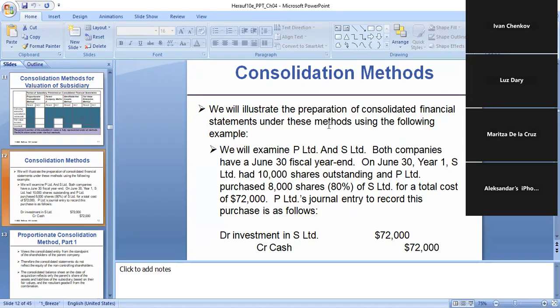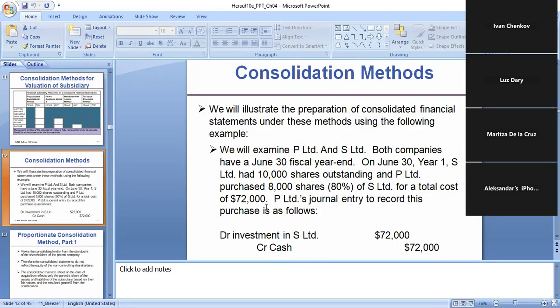Now, we will illustrate the preparation of the consolidated financial statements under this method using the following example. We will examine PNC, the one that we have on the previous slides. Both companies have a June 30th fiscal year. On June 30th, year one, subsidiary S had 10,000 shares outstanding, and parent purchased 8,000 of those shares at the total cost of $72,000.